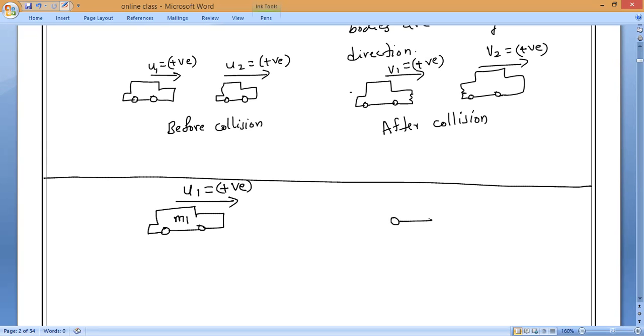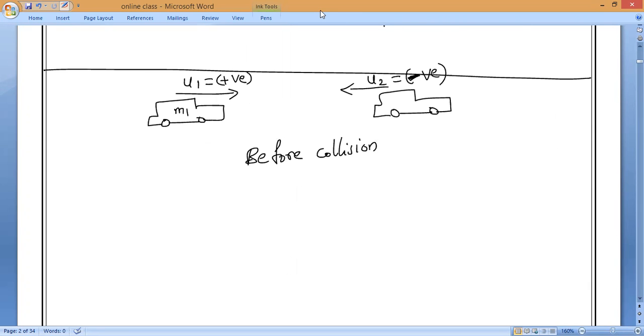Now, opposite, another car is coming in this direction. Now you tell me, its velocity, do you have to consider negative or positive before collision? Negative. Before collision, all of you should remember it is opposite. So U2 will become what? U2 will become negative. Is it okay? Are you clear?